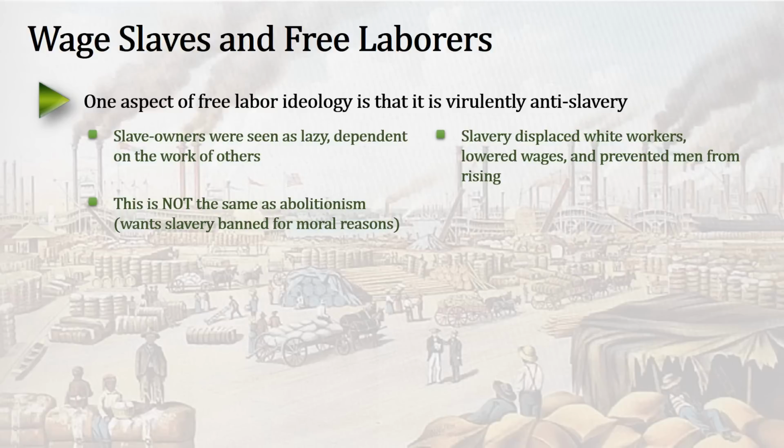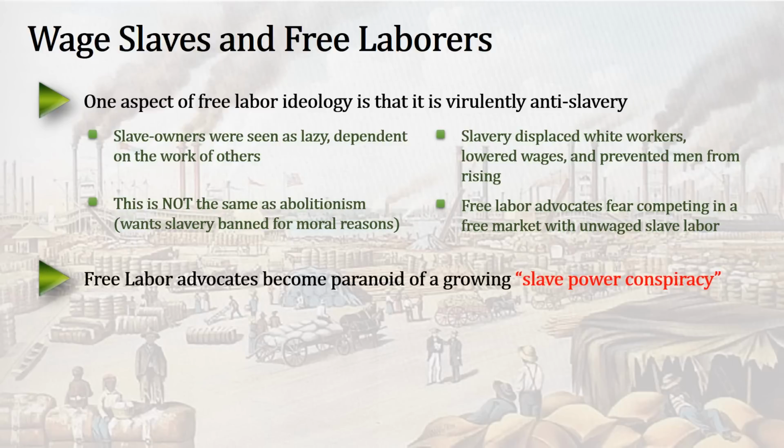Now, we want to make this distinction. Free labor ideology and its anti-slavery sentiment is not the same as abolitionism. When you hear of abolitionists like William Lloyd Garrison, Frederick Douglass, David Walker, or the Grimké sisters, they want to ban slavery because slavery is wrong. They want to ban it for moral reasons. Free labor advocates want to ban slavery, or at least stop the spread of slavery, because they fear competing in a free market with unwaged slave labor.